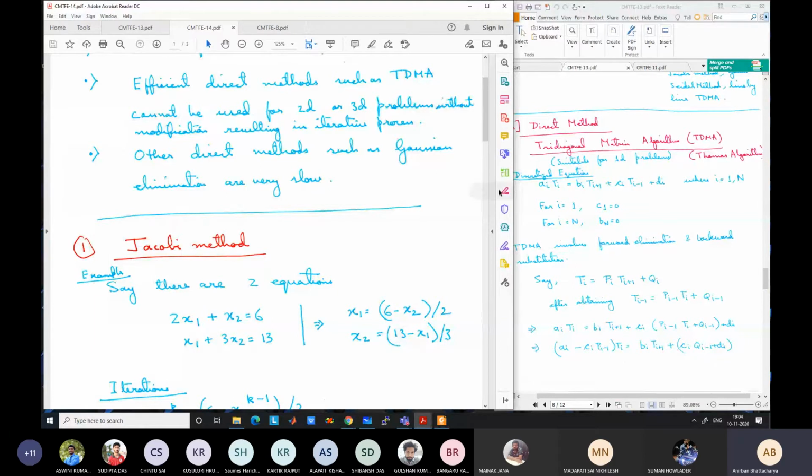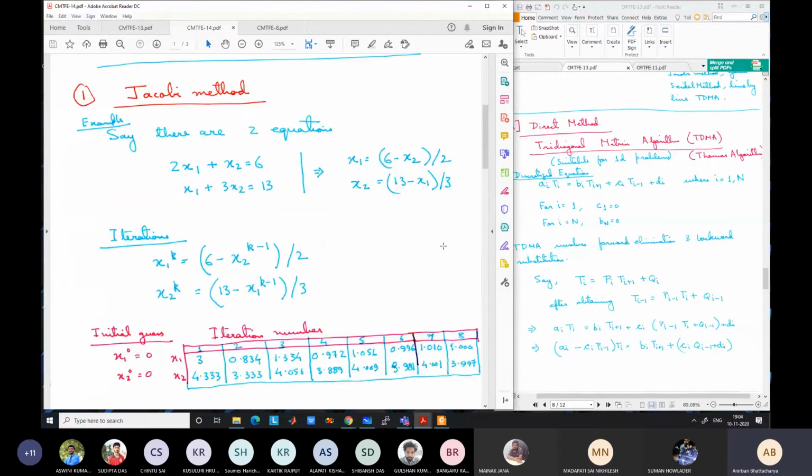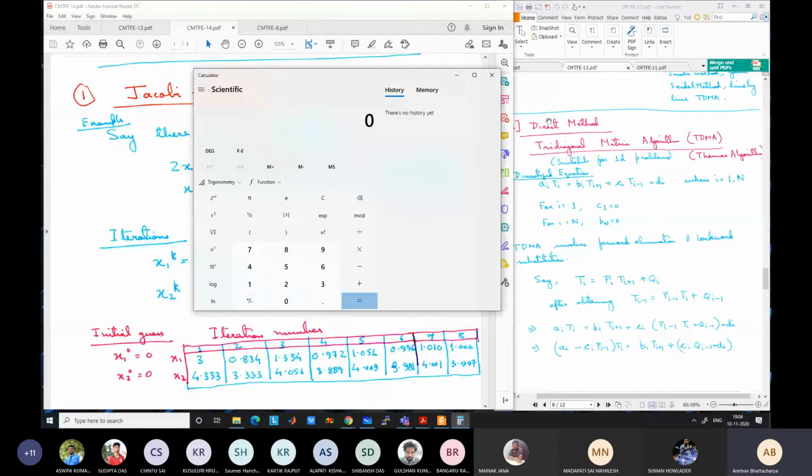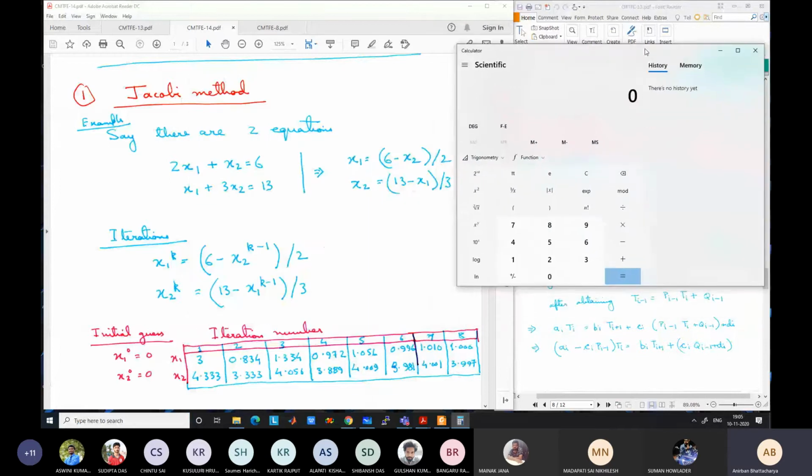Okay, so let us take a look at an example. I have to check these values, but let us try to calculate. Let me open the calculator. And then we can write the algorithm.